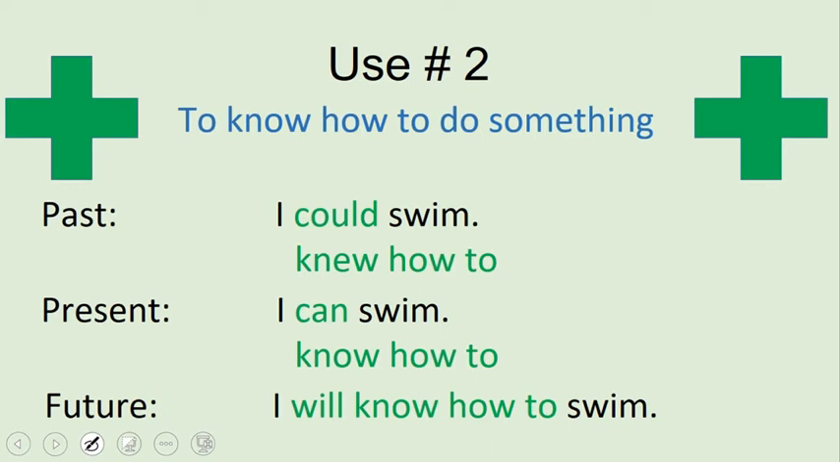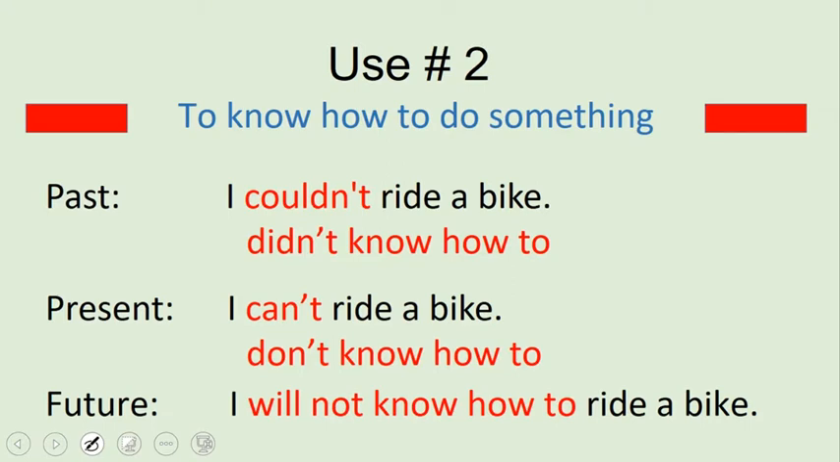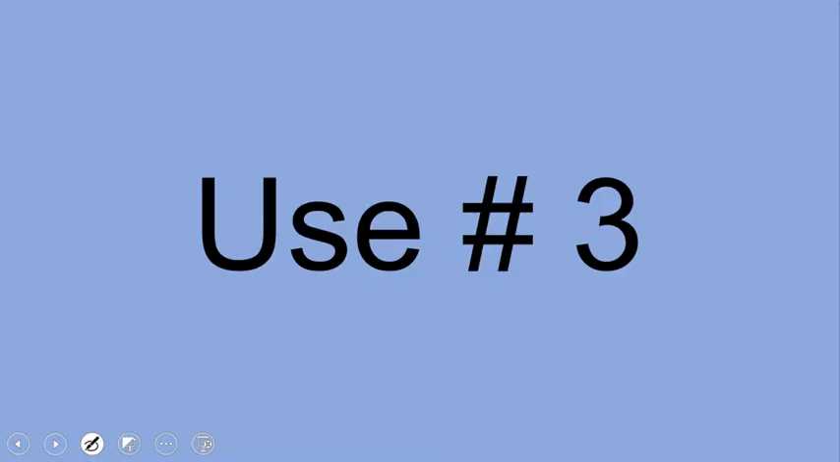Now, the future tense is a little strange right here, but I gave it to you just so that you can hear. And the negative, I couldn't ride a bike, or I didn't know how to ride a bike. The present tense, I can't ride a bike, which is the most common use of this word again. And I will not know how to ride a bike, also a little strange, but correct.